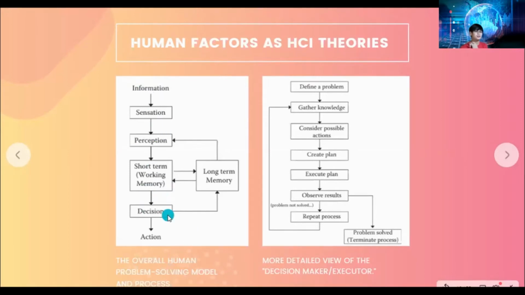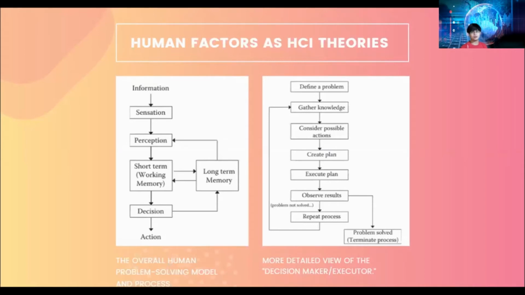So this is the overall human problem-solving model and process. For example, when I click an icon on my Android phone, there is a sensation, and then what is my perception? It will be stored in my short-term memory, and I remember that, and then I decide that after clicking this button, the user will be navigated to this page, etc. And then what will be the action? So that is again the overall problem solving model and process.